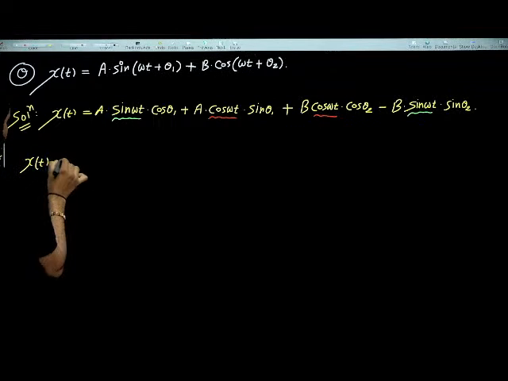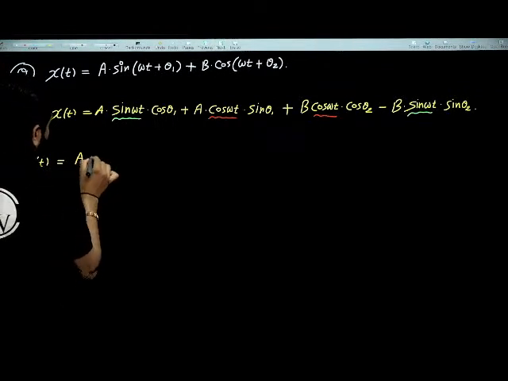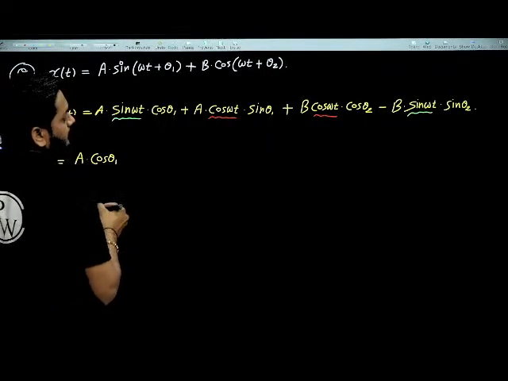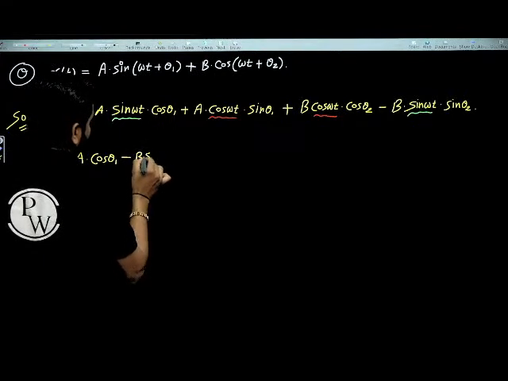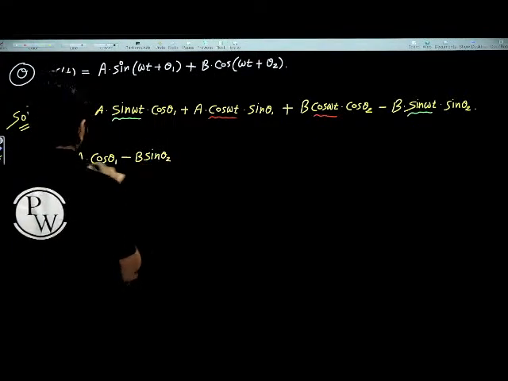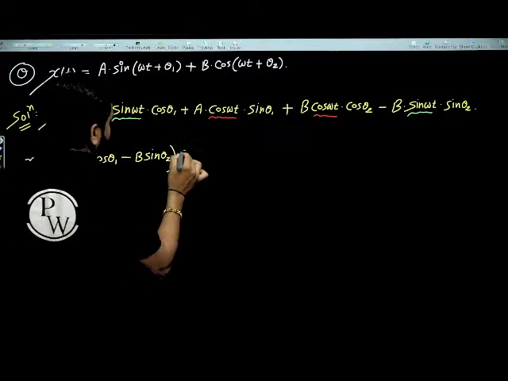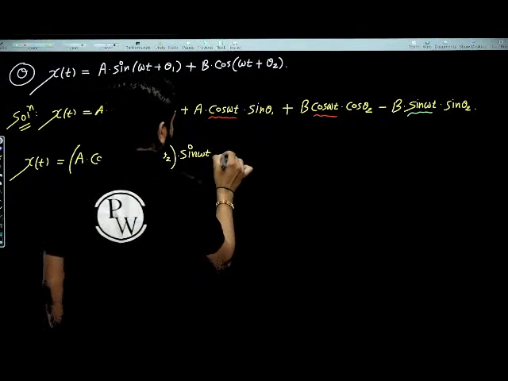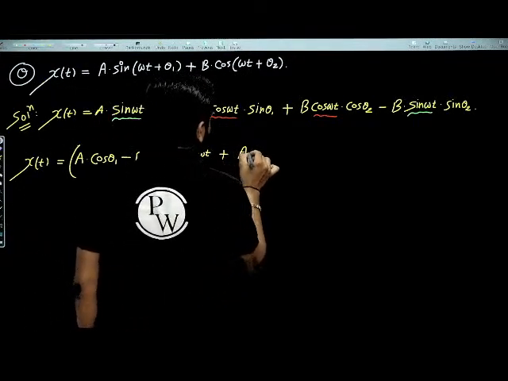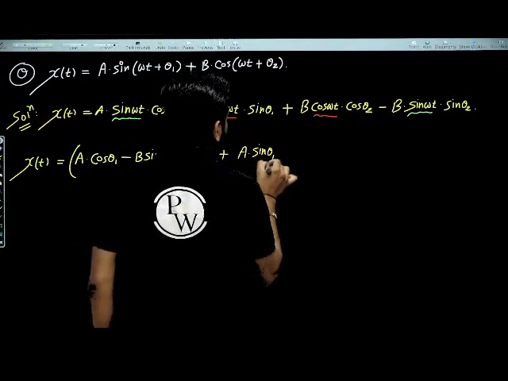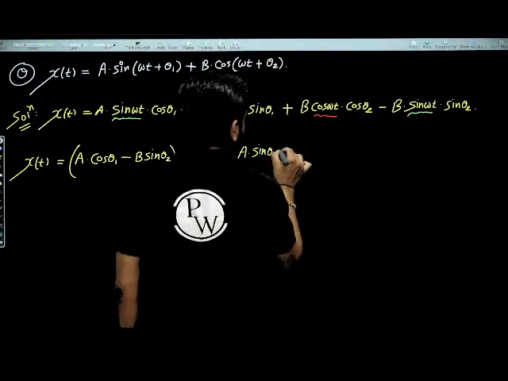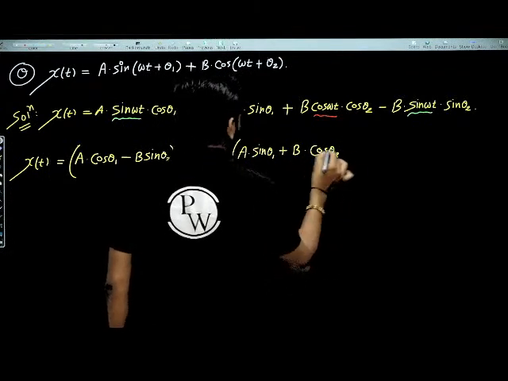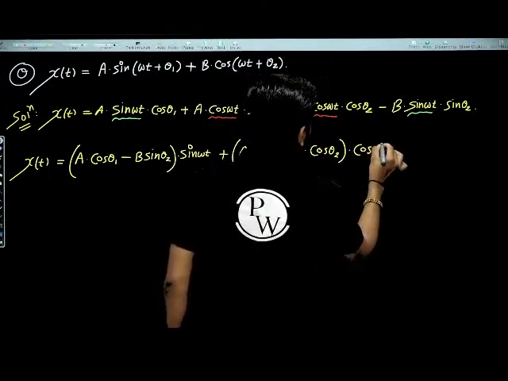So x of t is (A cos theta 1 minus B sin theta 2) sin omega t plus, now take cos omega t common, (A sin theta 1 plus B cos theta 2) cos omega t. Now this is what? Simple.